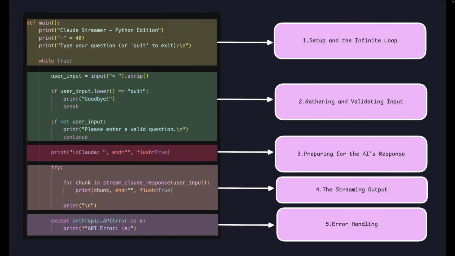Finally, the error handling part. If anything goes wrong inside the try block, specifically related to the Anthropic API, the program catches the error. Instead of crashing the entire script with a messy traceback, it gracefully prints API error followed by the specific issue, and the while loop continues, allowing the user to try again.